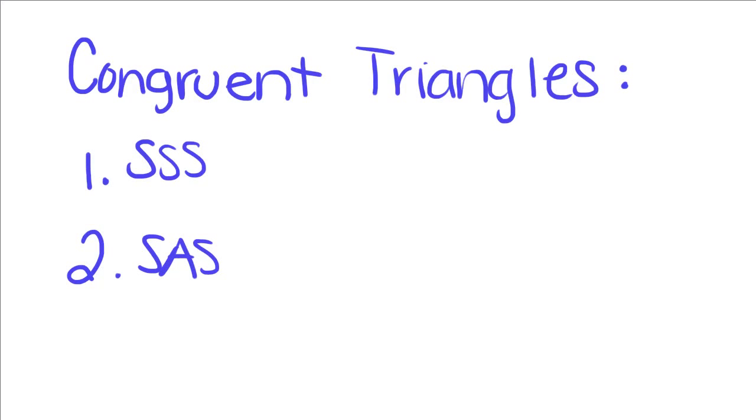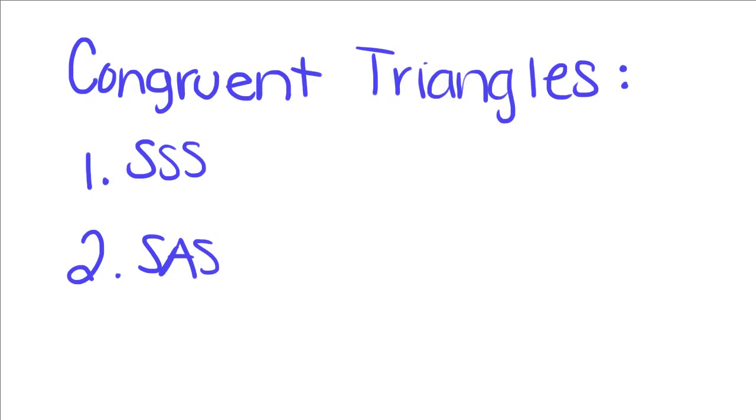We're going to be proving that triangles are congruent today using two of the 5 basic methods. The first is side, side, side, and the second is side, angle, side.